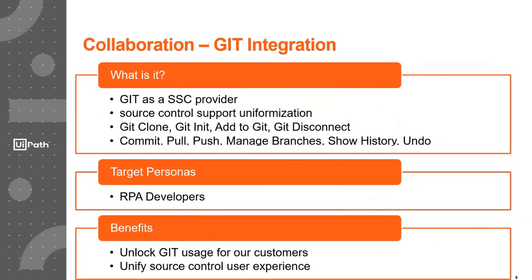So let's focus a bit on some of the features, like the Git integration. So like I said, we have added Git as a source control provider. So you are able to do a lot of things directly from Studio with your projects, with the team that you're working on, with the target for this being, of course, our RPA developers.